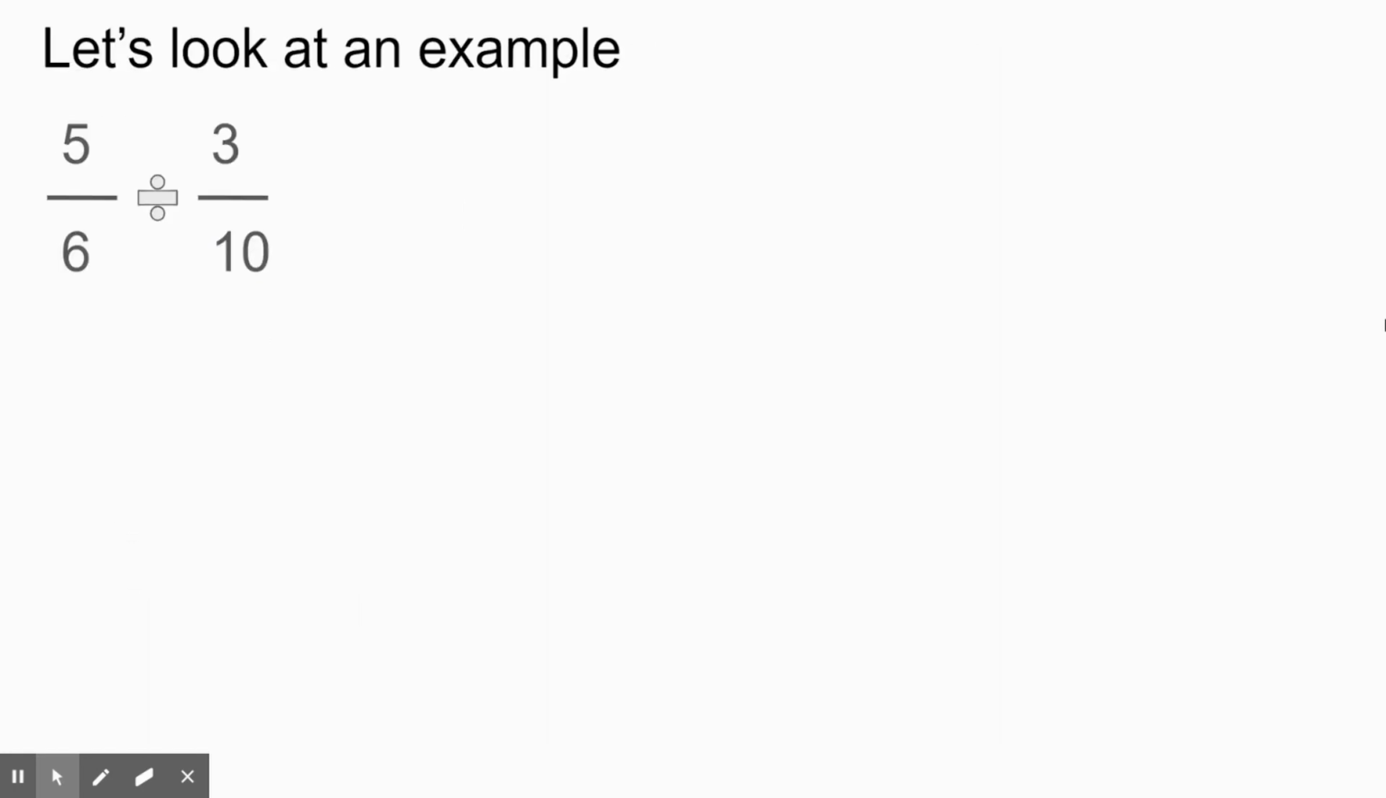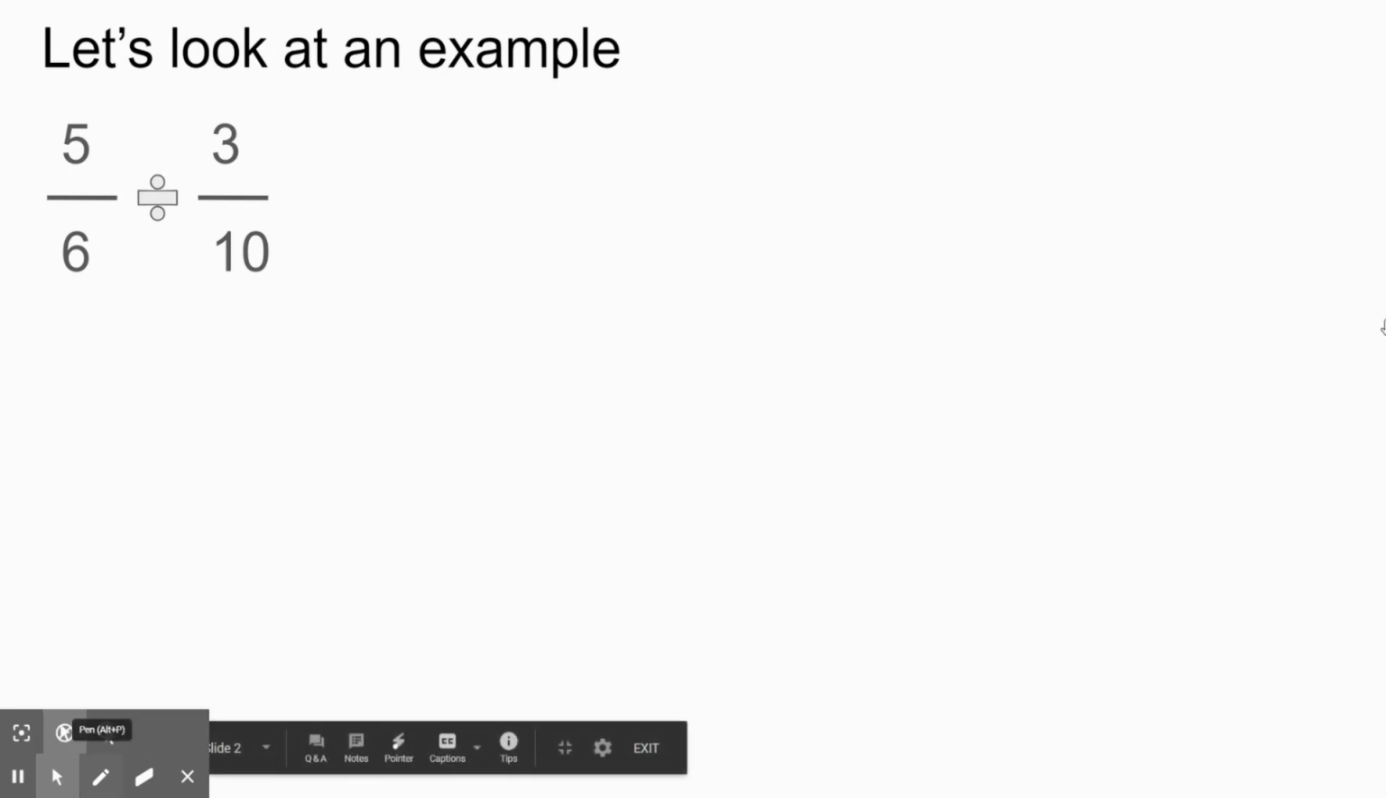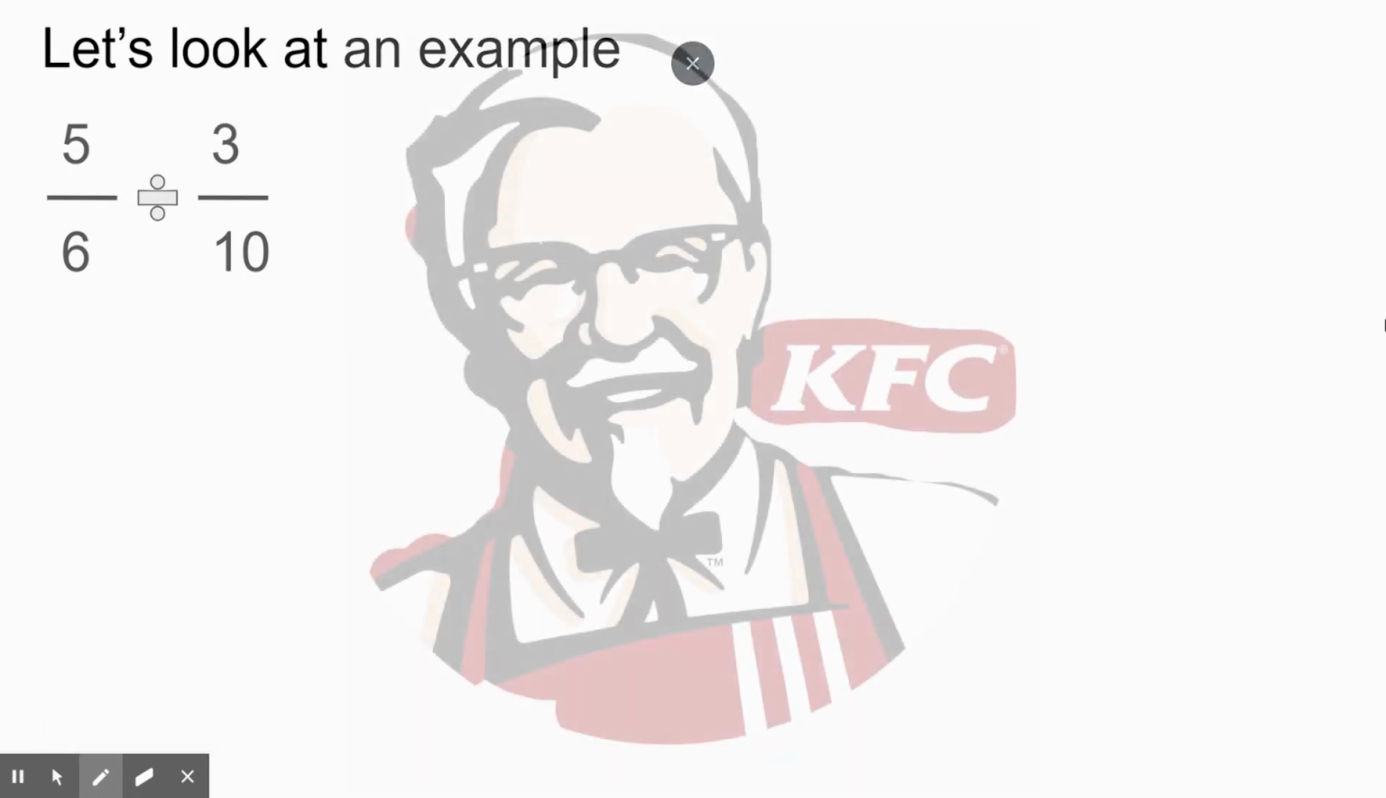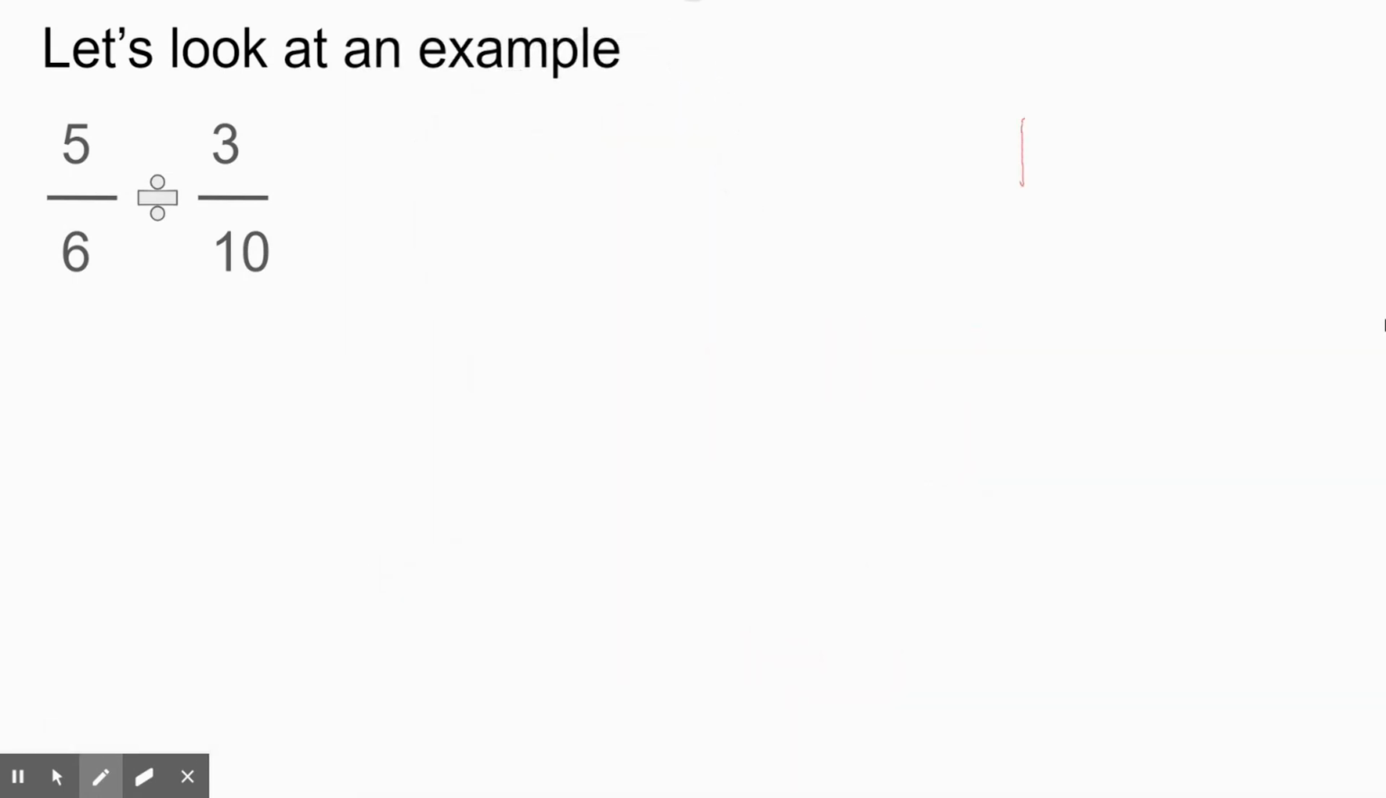We've got 5/6 divided by 3/10. To solve this, we're going to do the same thing that we did when we were dividing whole numbers by fractions. We're going to, first of all, check if we have any whole numbers. We don't. Amazing. And then we're going to use the KFC method. And you may remember this.